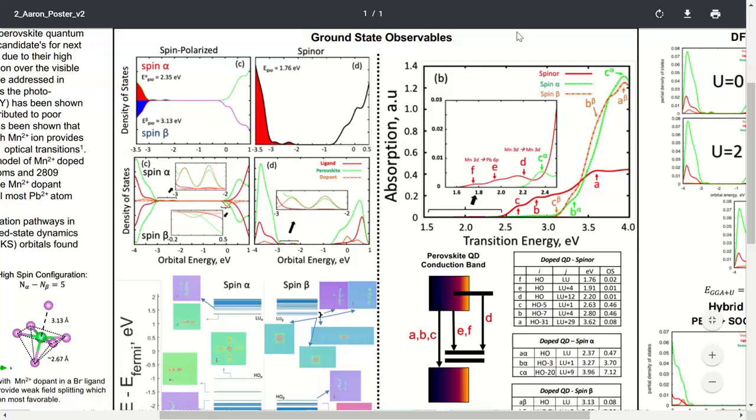Those are Mn 3D to lead 6P transitions, and that's confirmed from looking at partial density of states. And then once we get up to around 2.2 eV, we do see DD optical transitions computed from the transition dipoles from the spinors. Then this diagram corresponds to the absorption spectrum, with each label corresponding to the ones in the table. So for E and F, that's from the perovskite band edge to the Mn D state. And this D is from the Mn D state to the Mn state.